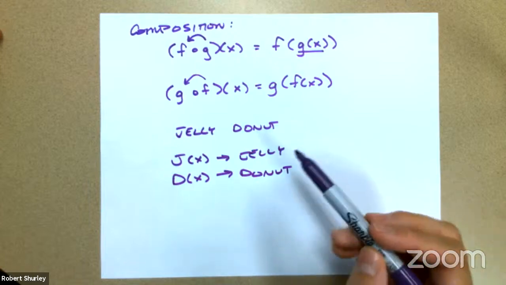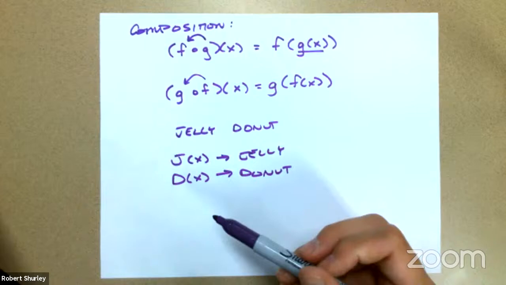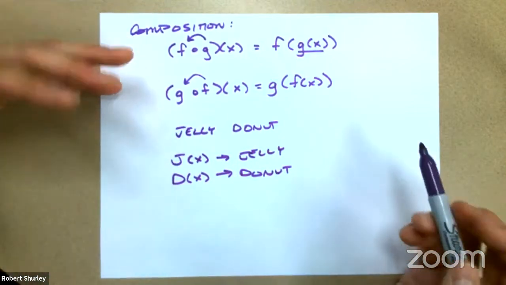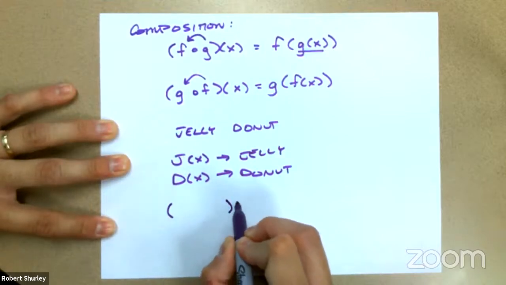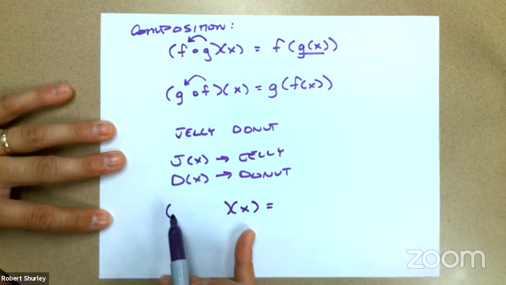Okay? And now if I wanted to make a jelly donut, and this is why I bring this up, I have to order this correctly. Okay? So if I wanted to make a jelly donut, is the jelly going to go to the left or is the donut?